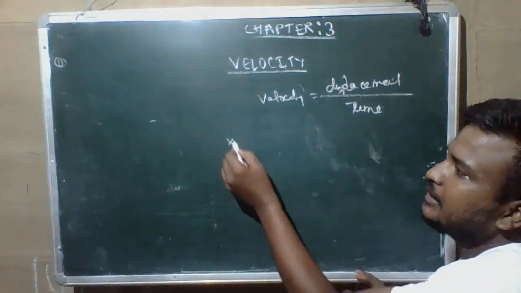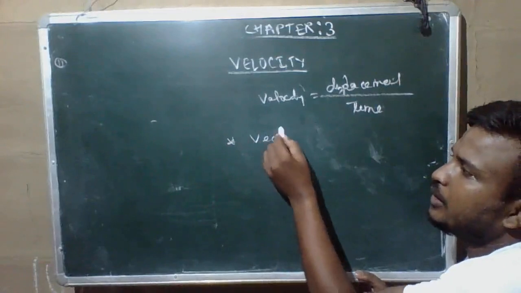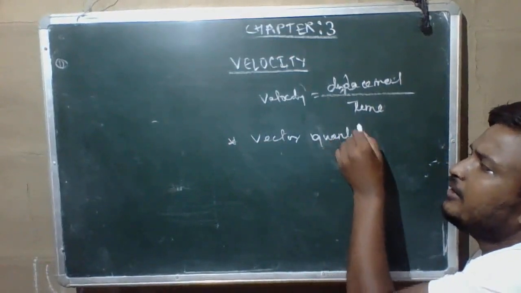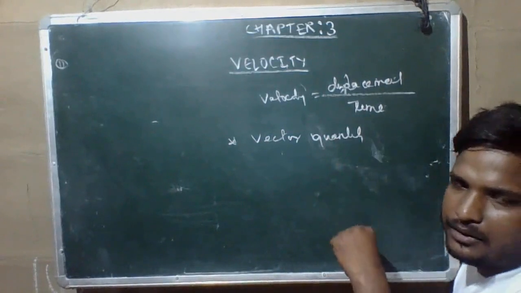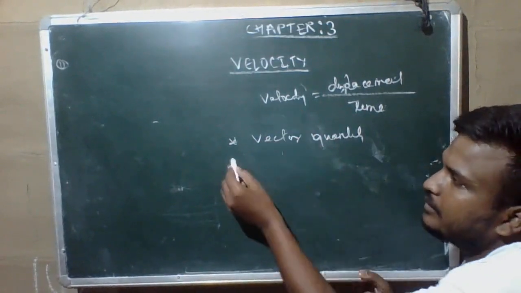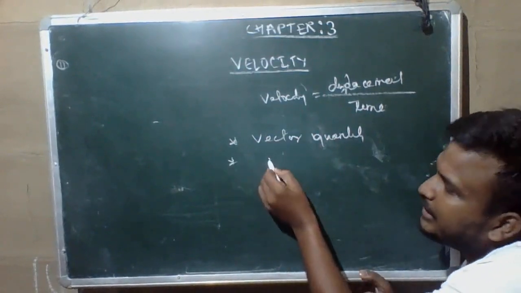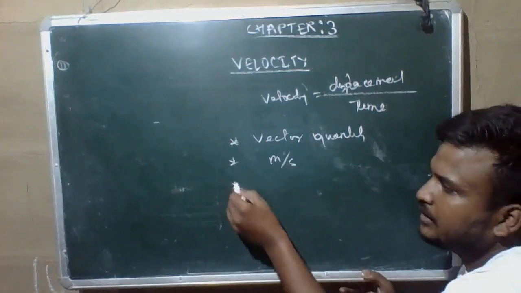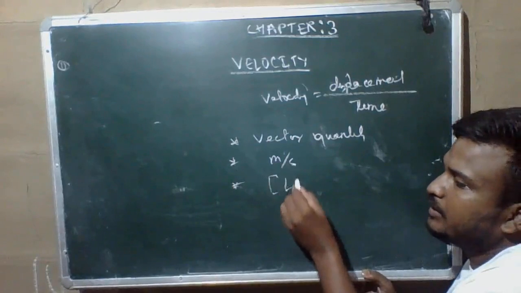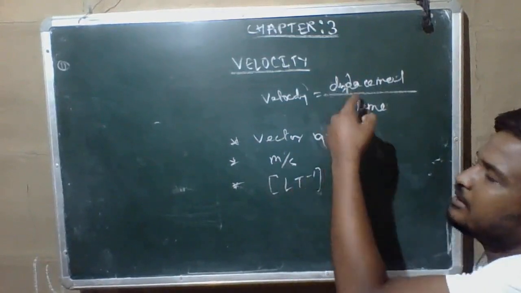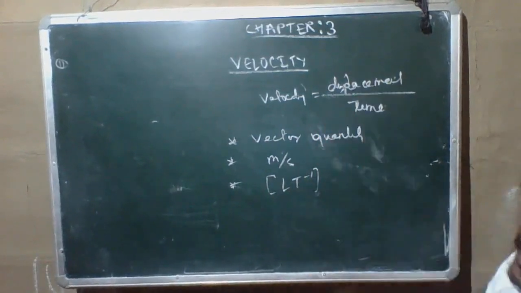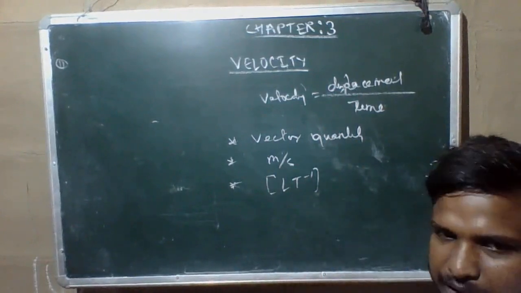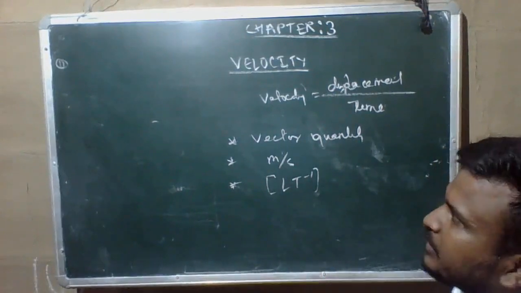Now, let us see a little basics about that. What kind of quantity is it? It is a vector quantity. Why is it a vector quantity? Because displacement is a vector quantity. So displacement is a vector, so velocity will also be a vector quantity. What will be the SI unit? SI unit will be meter per second, because speed and velocity is almost same. Dimensional formula will also be same, because the formula is also same. Distance and displacement is almost same, so these parameters will not change.